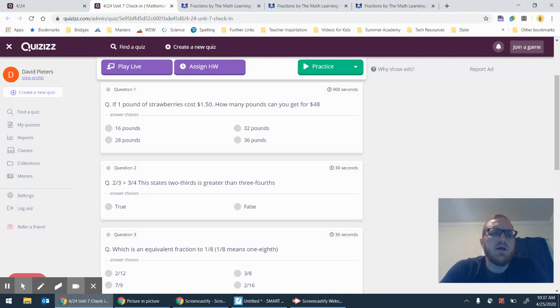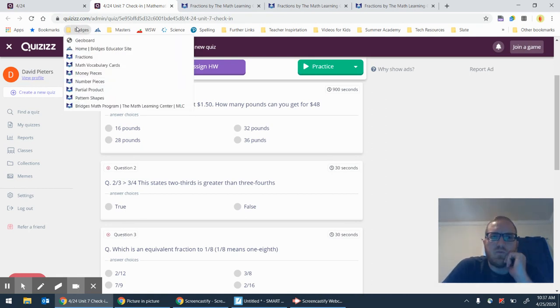Our second problem is: 2/3 is greater than 3/4. This states that 2/3 is greater than 3/4. Is that true or false? And so one of the resources that we also want you to be able to use, especially during this unit, is the Bridges math tab. And so yours looks a little bit different than mine, once again. So mine says Bridges, yours would say Menominee Falls Schools, and Bridges work should be there.